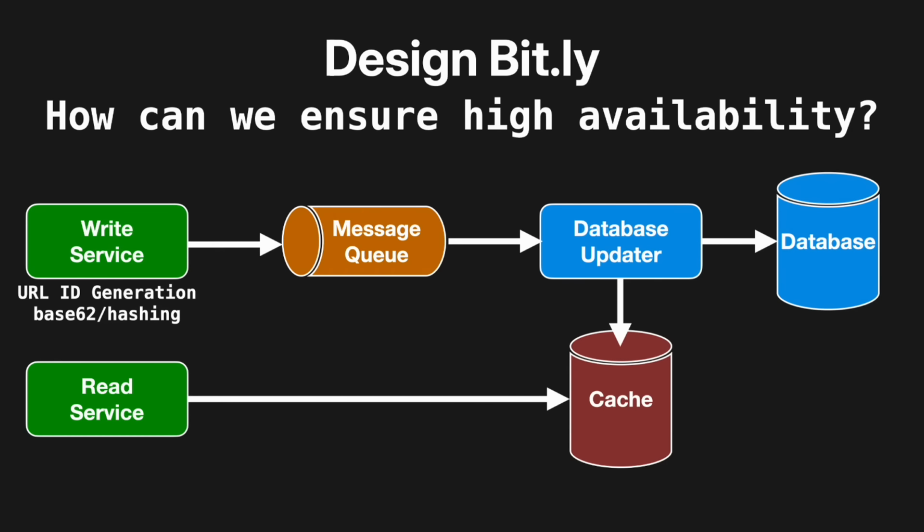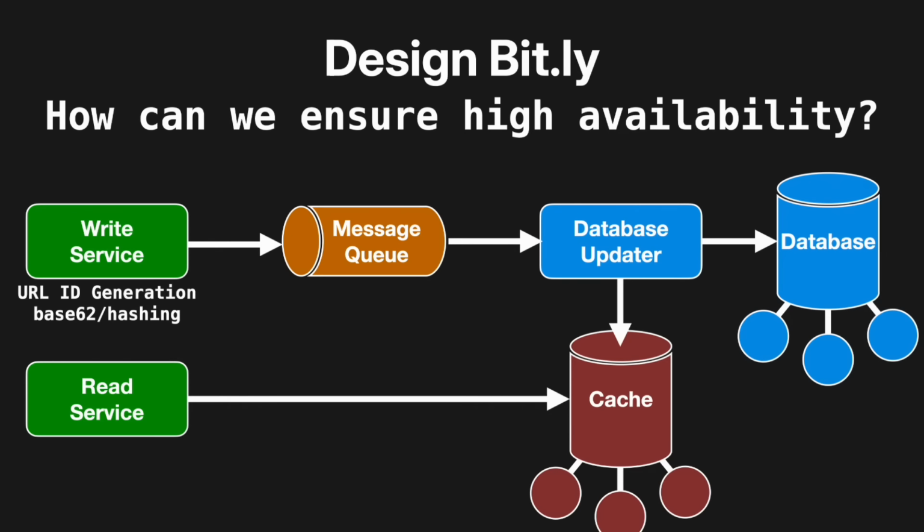Lastly, how can we ensure high availability and fault tolerance? The template system already provides high availability and fault tolerance with our message queue, database updater, and cache. However, we can go a step further to fit the needs of a URL shortener by adding a replicated database and distributed cache. By distributing both the database and cache, we can handle large traffic spikes and ensure uptime, especially for highly popular URLs that get clicked frequently.